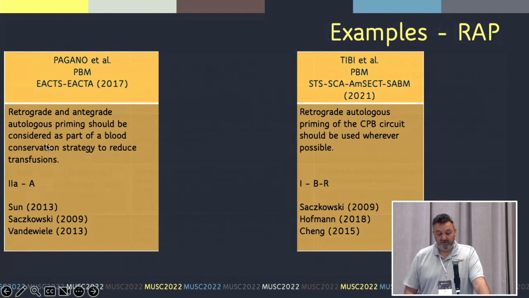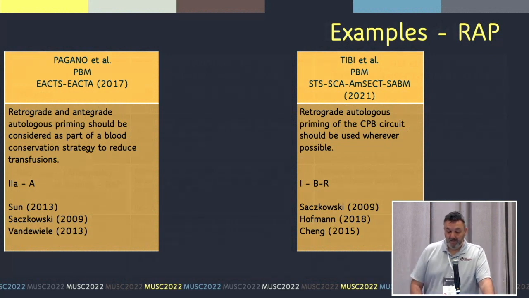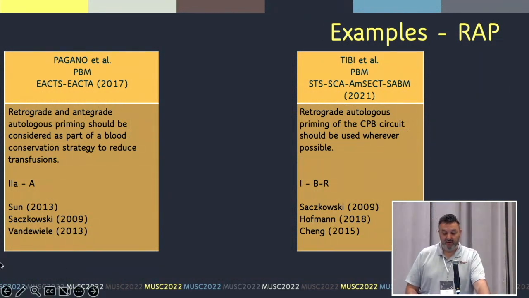It should be considered as part of a blood conservation strategy to reduce transfusions. And they mentioned three references. If you're interested in that, you can go look at what the references are and how they made it. But this is what they based their recommendation on. And then TB et al., 4 years later, said, yeah, you should use it wherever you can, whenever it's possible, whenever the patient tolerates it, you should do it. So basically the same, a little bit stronger recommendation.